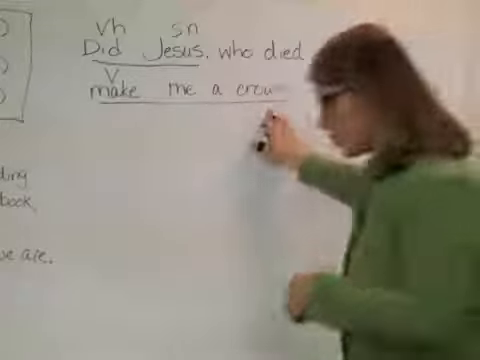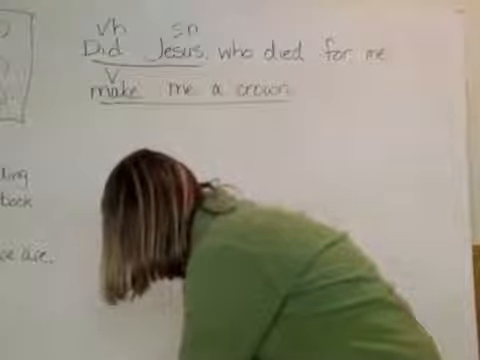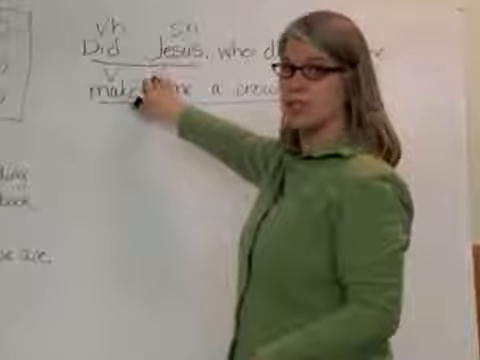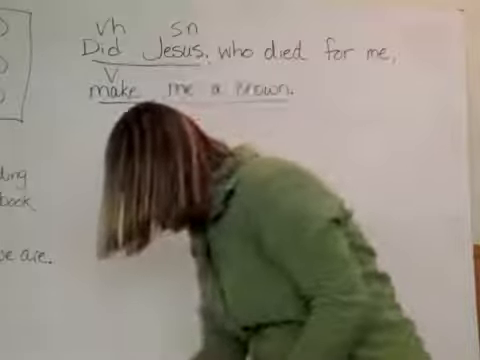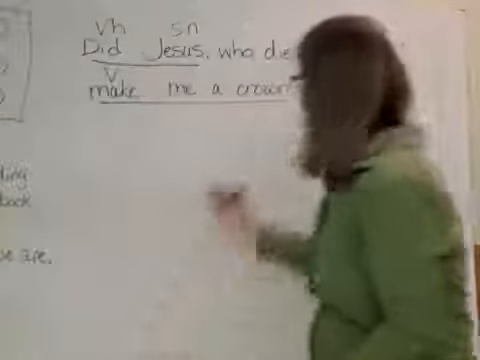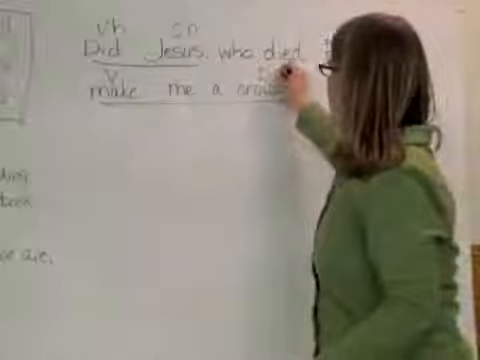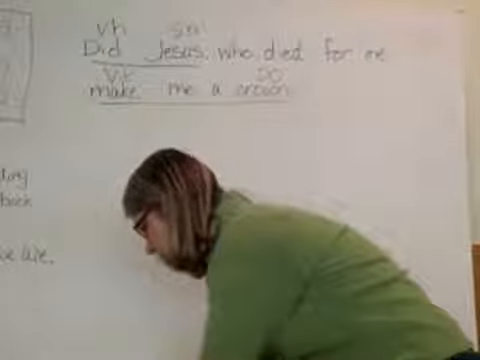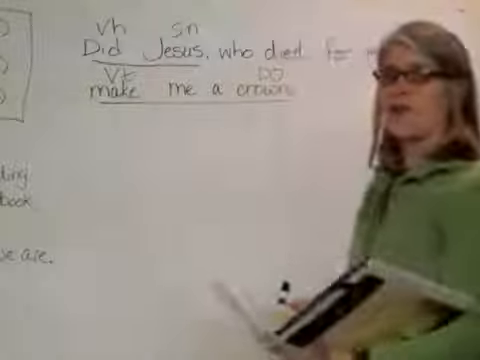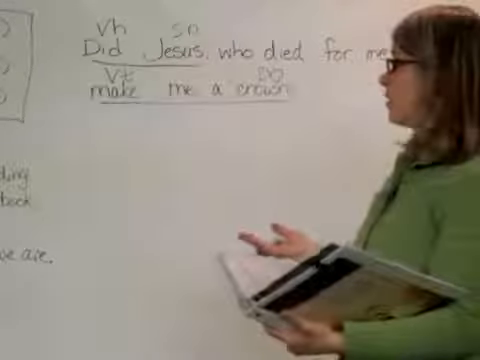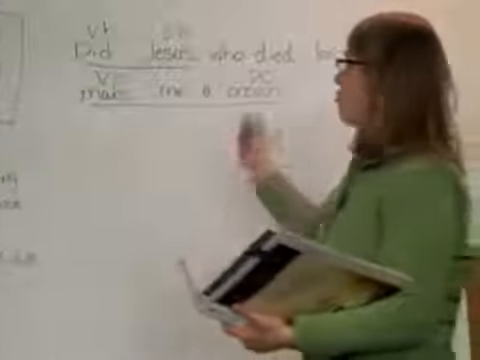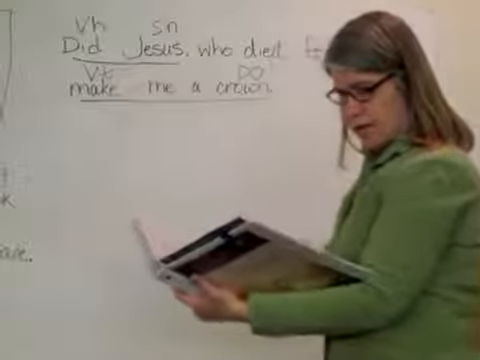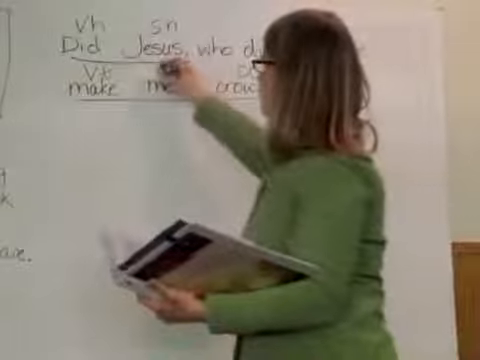Jesus did make what? A crown. Can crown replace or describe Jesus? No. Crown, label crown, direct object, and your verb transitive. Did make a crown for whom? And give them a chance to answer. For me. Label for me an indirect object.